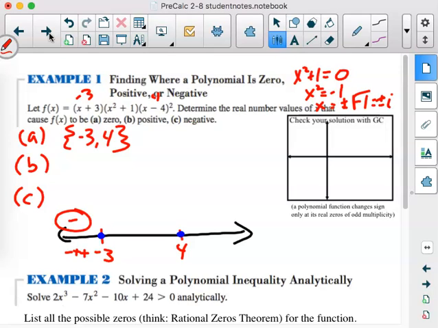Something between negative 3 and 4, why not use 0? Nice and easy. Positive, positive, positive. So again, we don't care what the numerical values are that come out of those factors. We only care, is it going to be positive or is it going to be negative? And then to the right of 4, I'll put 5 in. Positive, positive, positive.